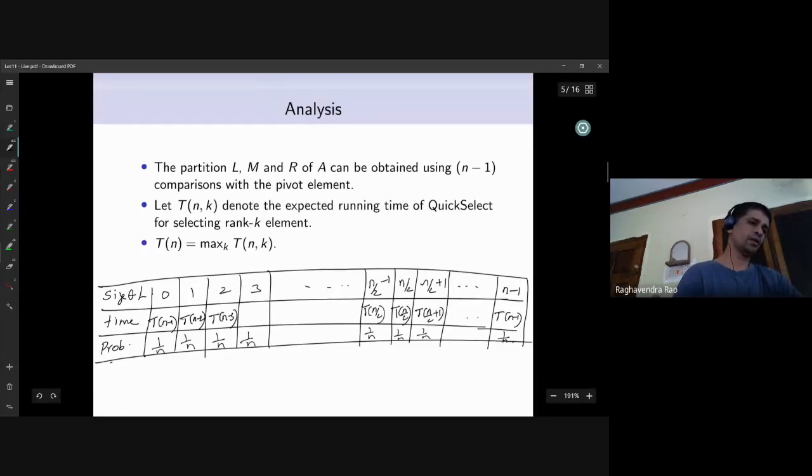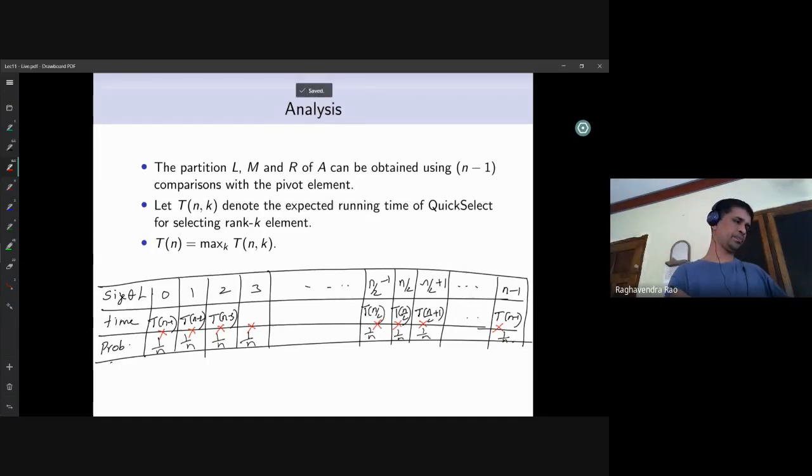So now what is my expected running time? Value multiplied by probability, and take the summation. So you just multiply these and sum. Take T(n-1) times 1/n, T(n-2) times 1/n, T(n-3) times 1/n, and so on, plus n-1. Any question on this?